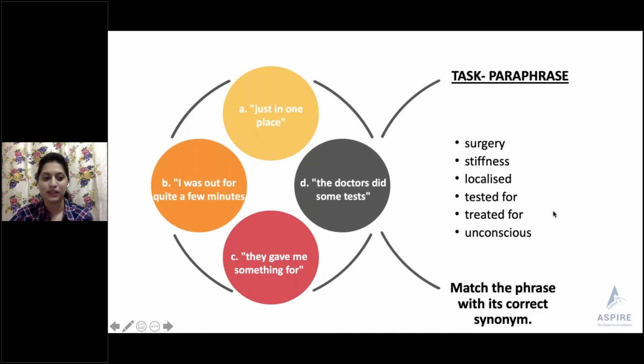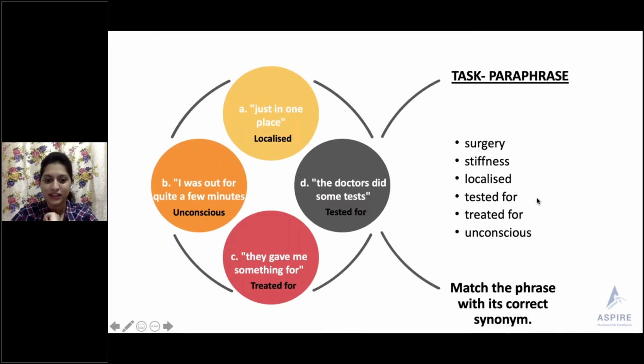So here's another simple task. These are the kind of terms and phrases that we usually hear, so it shouldn't be that difficult. Let's see the answer. Here they are. I hope all of you got them right. Yes, A is localized, B unconscious, C treated for, and D is tested for. Right again.